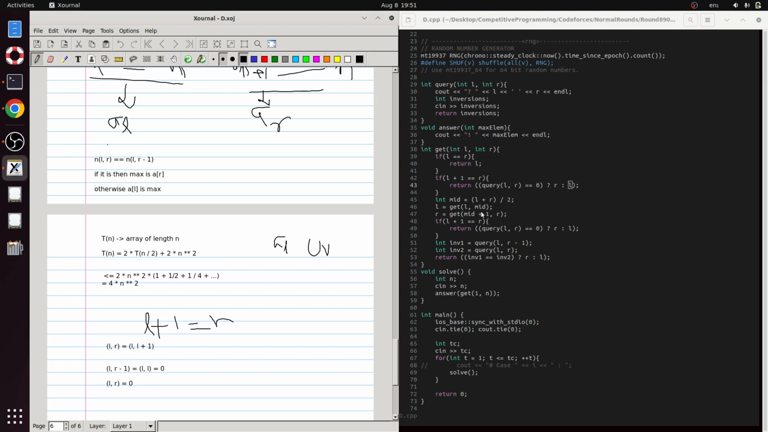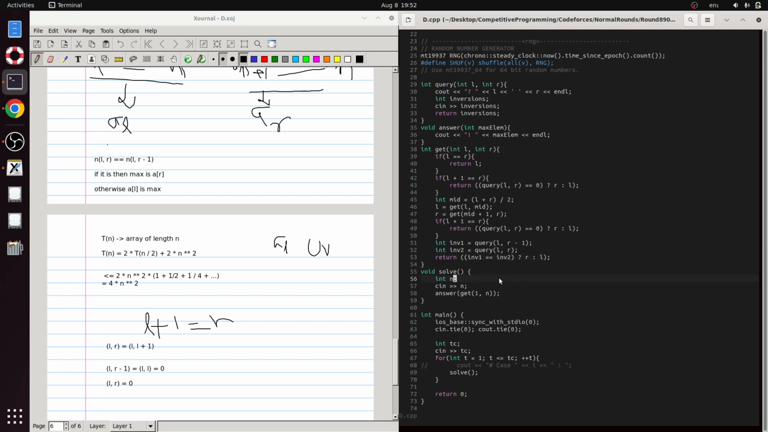Then we take the mid over here, and we get the maximum element from L till mid and the maximum element from mid plus 1 till R. Again I have used the same small optimization when L plus 1 is equal to R. In the other case, inversion 1 is the number of inversions from L till R minus 1, and inversion 2 is the number of inversions from L till R, and I've checked whether they are equal. If it is, then R is greater than every other element, so R is the maximum.